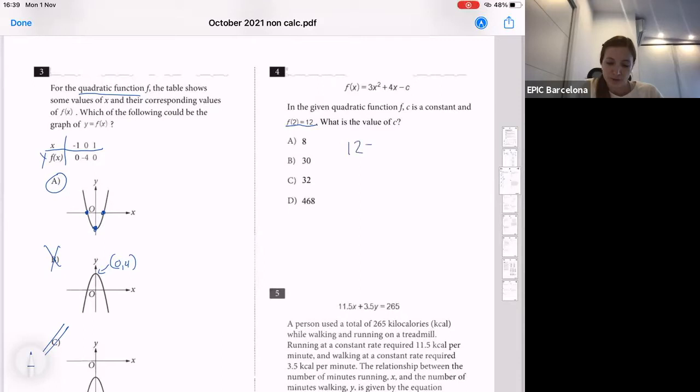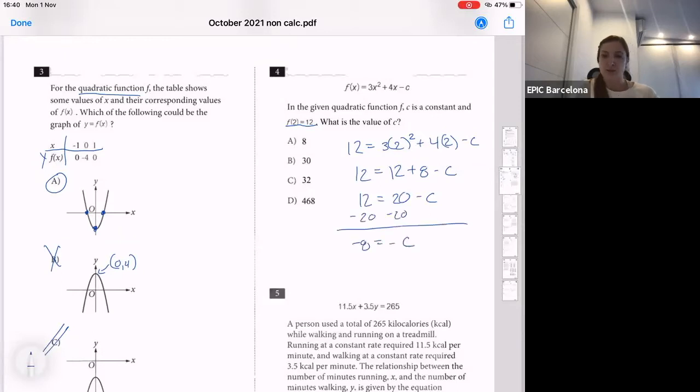So 12 is equal to 3 times 2 squared plus 4 times 2 minus c. 12 equals 3 times 4, 12, plus 8 minus c. 12 plus 8 is 20 minus c. I'm going to subtract 20 from each side. And I'm going to get -8 is equal to -c. I don't want -c, I want positive c. So to get positive c, I'm going to multiply each side by -1 and get that 8 is equal to c, which correlates to answer choice A. Amazing.